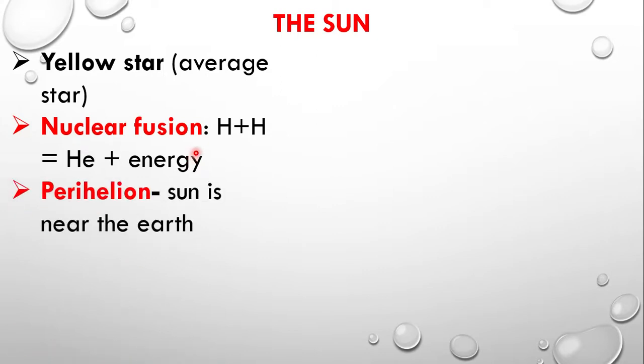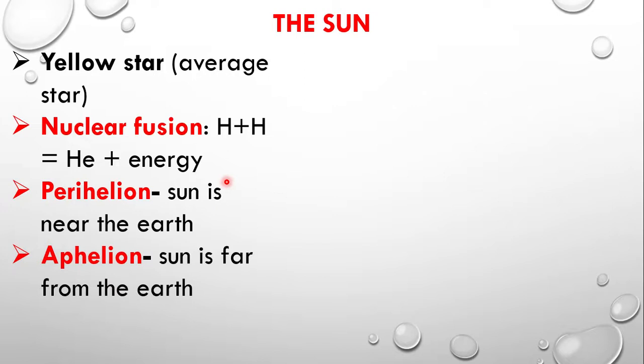So pagduol si Earth sa Sun, we call that one as perihelion. Okay? Aphelion naman pag layo si Earth from the Sun, kini ang aphelion ang tawag. Aphelion away, palayo. Perihelion near, paduol. Paduol si Earth sa Sun. Aphelion away si Earth sa Sun.